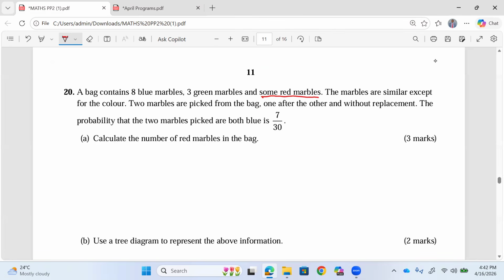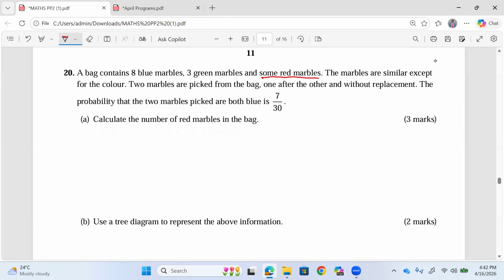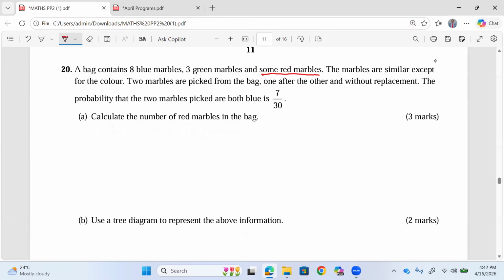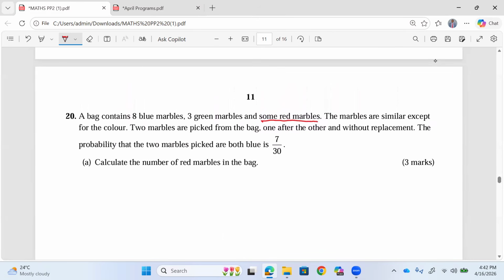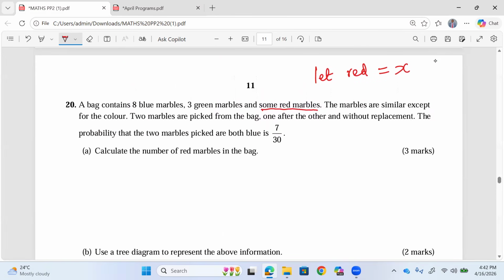Then now, part A, we are supposed to calculate the number of red marbles in the bag. Therefore, let us have a number here. Let the red marbles be x, because we don't know the number. Then when they are let to be x, the total shall be 8 plus 3 plus the red, which is 11 plus x.